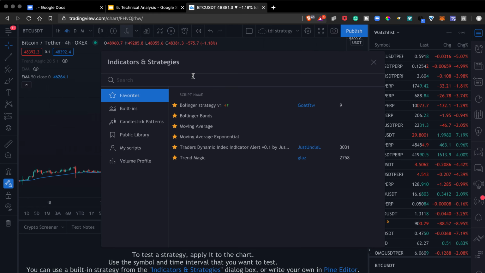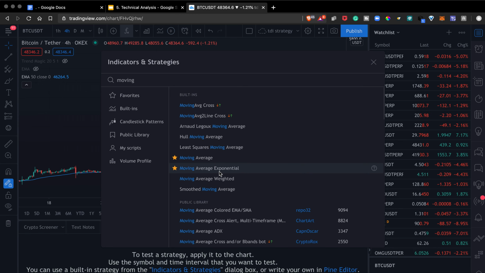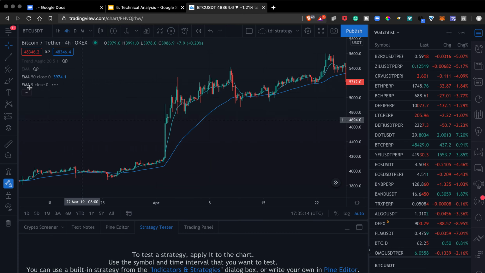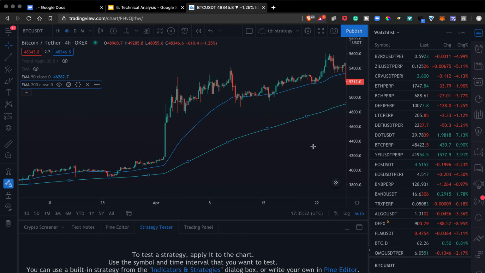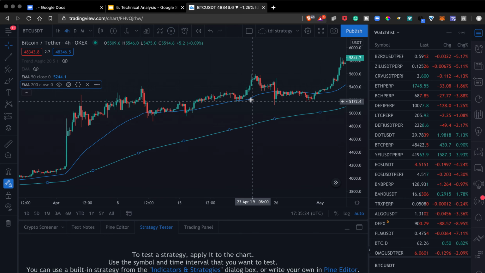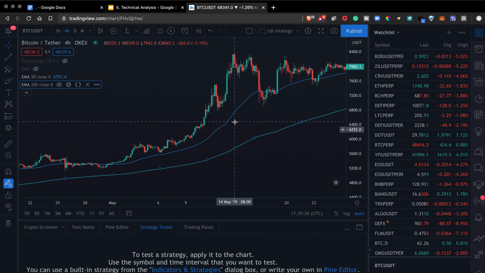All right, search for moving average, exponential, click on it, and then you adjust the settings, then the period 200. Yes, right. You can change the color of these lines to whatever you want.